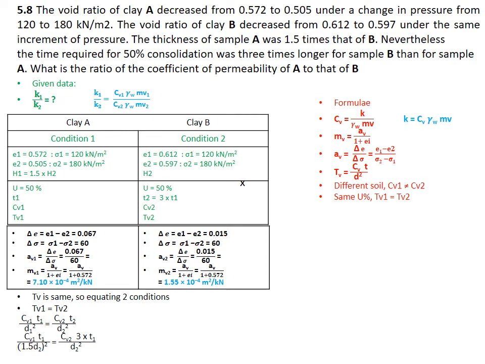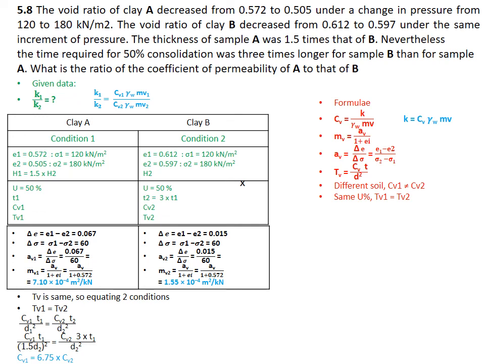So CV2, and T2 is 3 times TV1, and we have replaced d1 by 1.5 times d2. So these are the two replacements. So now if you see, T1 will get cancelled from both the sides, and even d2. So only thing which will remain will be CV1 and CV2. So the final relation we will get is CV1 equals 6.5 times CV2.